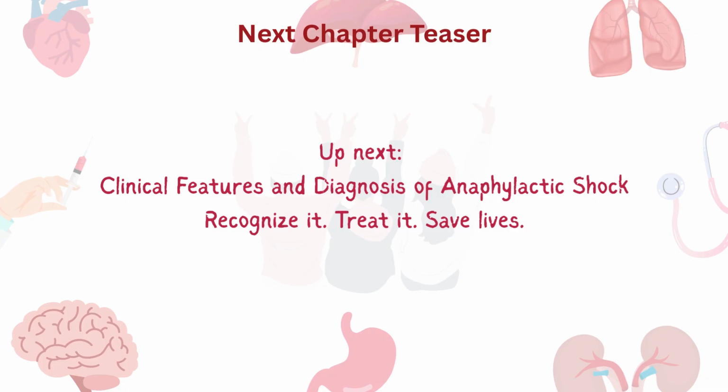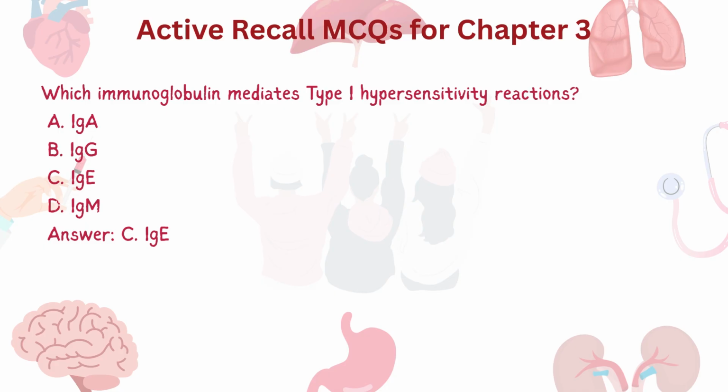So stay with me. We have some active recall MCQs for this chapter. Question number 1: which immunoglobulin mediates the type 1 hypersensitivity reaction, which is also known as the anaphylactic reaction or the immediate hypersensitivity reaction? The options are IgA antibodies, IgG antibodies, IgE antibodies, and IgM antibodies. And yes, the answer is IgE antibodies.